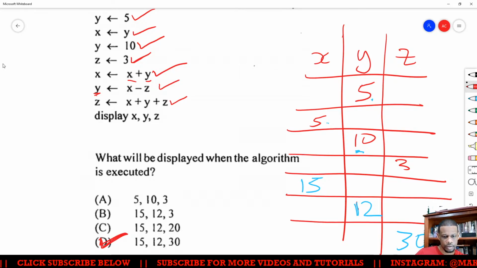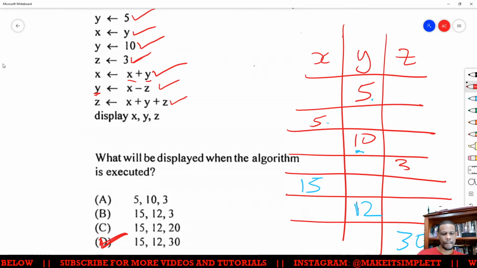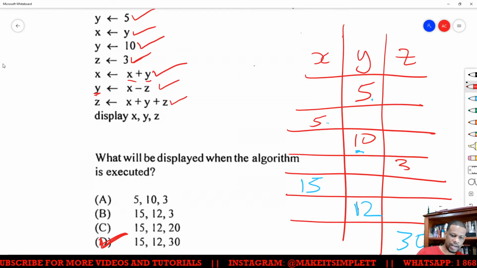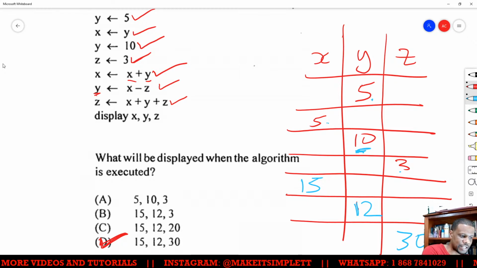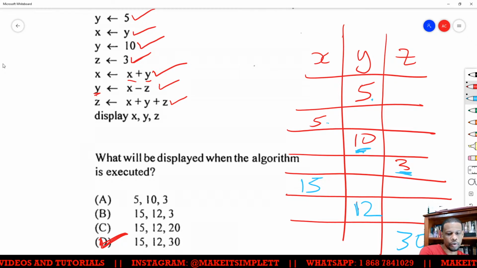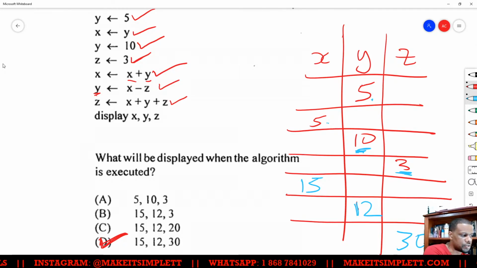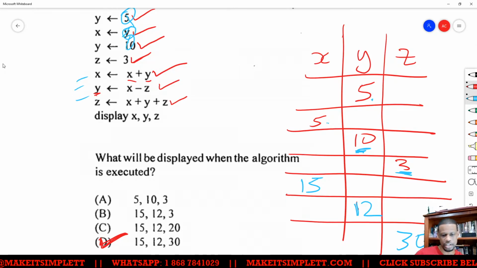Always remember, with trace tables, you have to follow through every single line by line, but make sure that you always use the last value that you got. So the last value of y is this, the last value of z is that. And you'll always get the correct answer, because students tend to always look at the starting values, but these starting values do change along the way, so you have to make sure they change along the way.